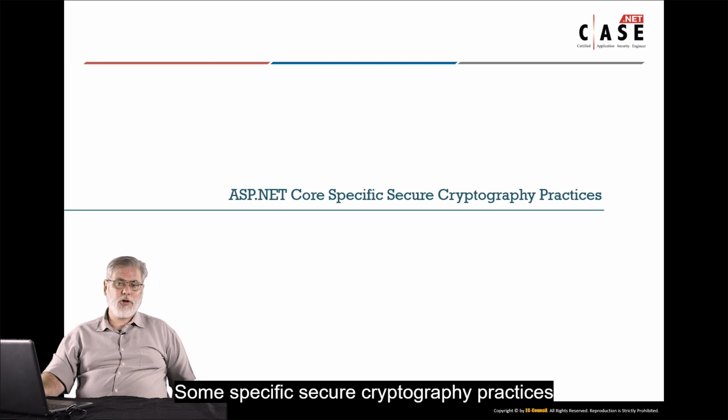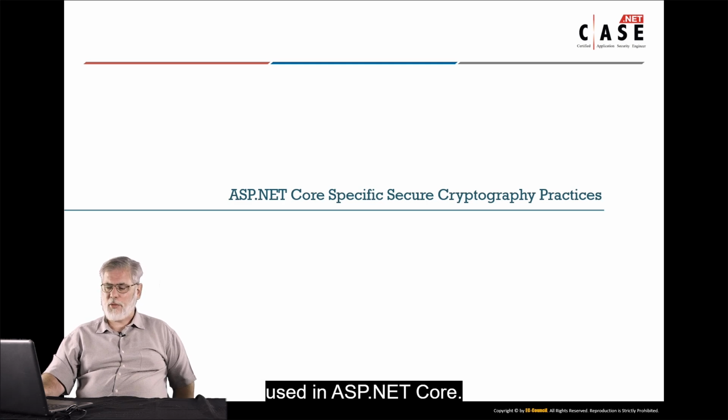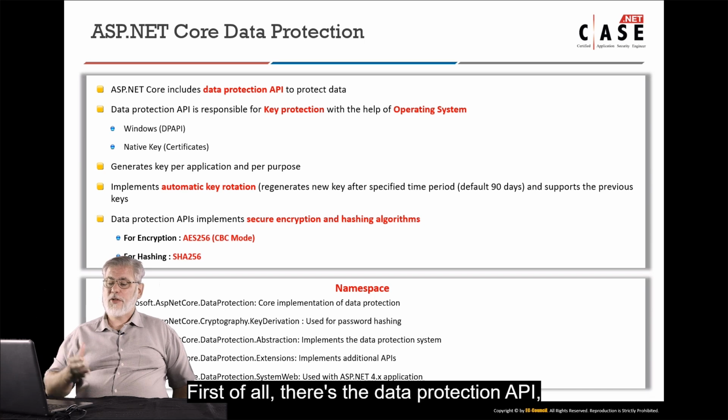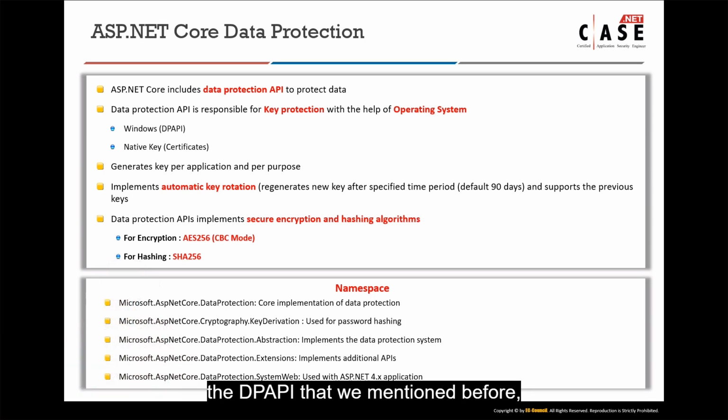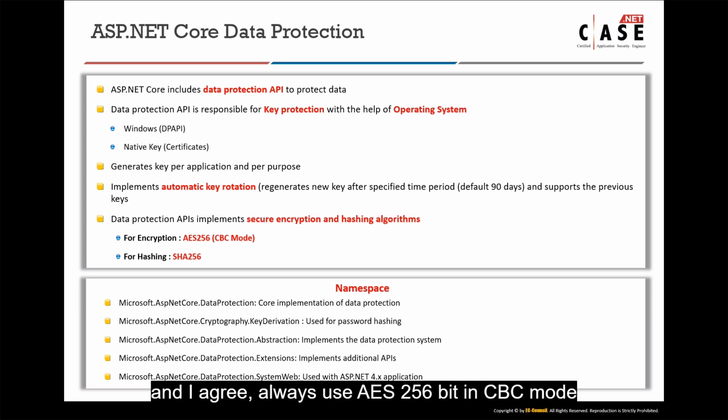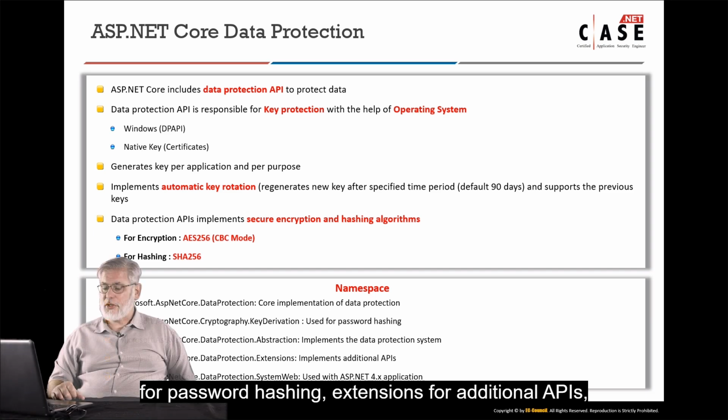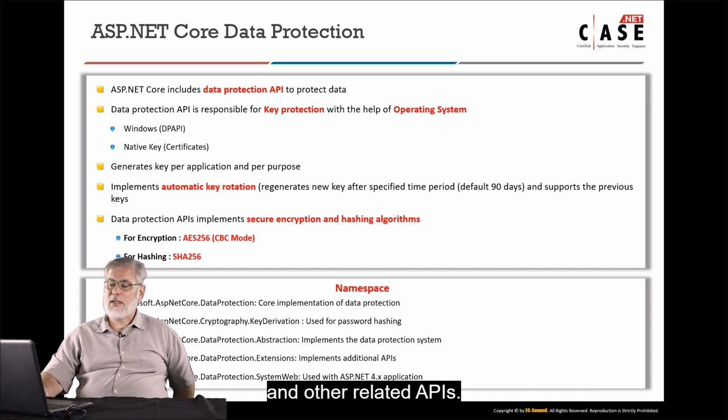Some specific secure cryptography practices used in ASP.NET Core. First of all, there's the Data Protection API, the DPAPI that we mentioned before. It's built in, and it gives you a lot of flexibility in securing things. For encryption, they suggest, and I agree, always use AES 256-bit in CBC mode for all symmetric encryption, and for hashing, use SHA-256 or even better, the HMAC version. And you can see the namespaces right here for password hashing, extensions for additional APIs, and other related APIs.